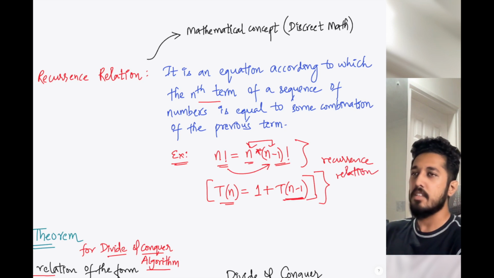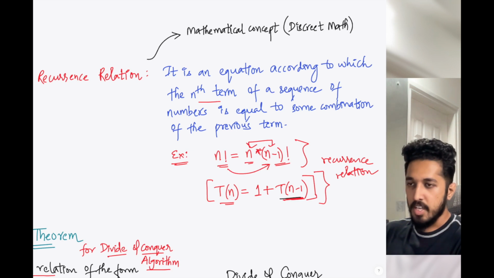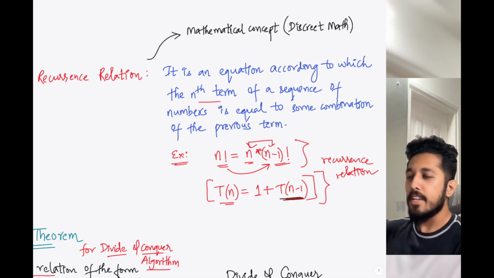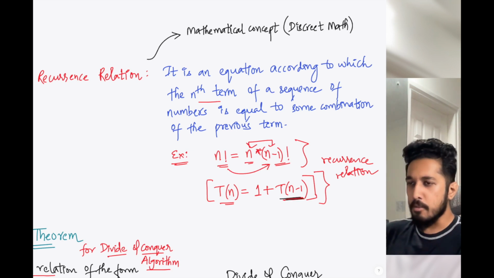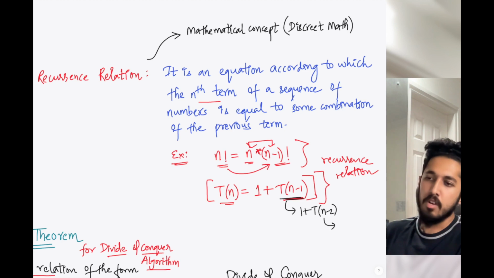Now, as you can see this equation, T(n) equals 1 plus T(n-1). If you break this equation down further, then T(n-1) will also be equal to 1 plus T(n-2), and T(n-2) will be equal to 1 plus T(n-3), and so on until this n-1 becomes nothing but either 0 or 1.